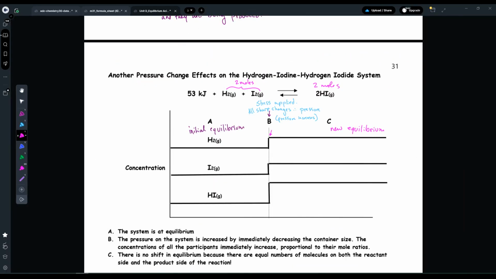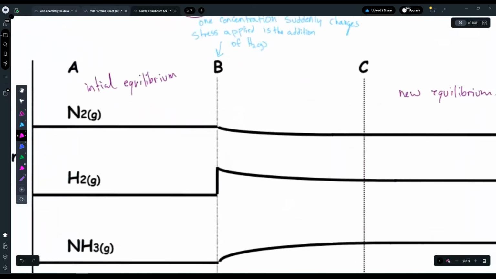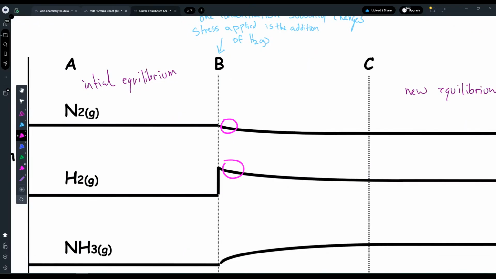So how you can tell that there's a shift in equilibrium is when you see these little curves that come after the stress being applied. That's the equilibrium shifting to minimize the stress that's been placed upon it.